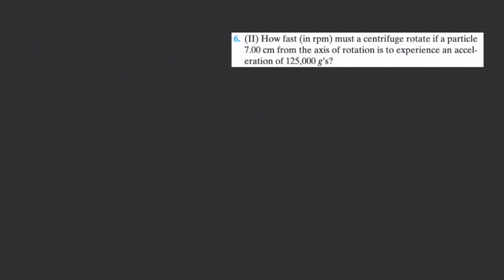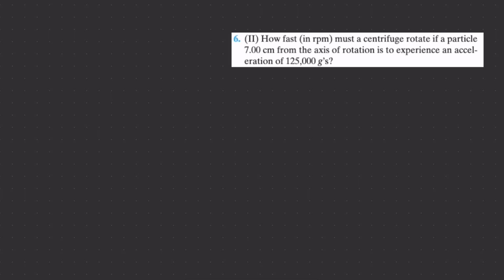Here we are with the fourth problem assigned for the 5-1 practice set. It says, how fast in revolutions per minute must a centrifuge rotate if a particle 7 centimeters from the axis of rotation is to experience an acceleration of 125,000 Gs. All right, really quickly, right off the bat, I'm going to convert that Gs, which is a measure of acceleration, to meters per second squared.